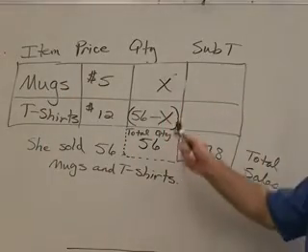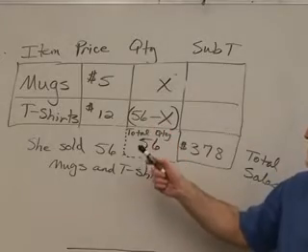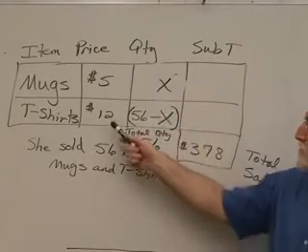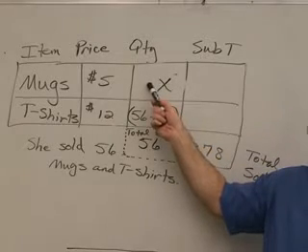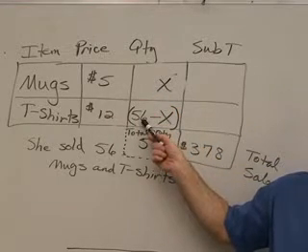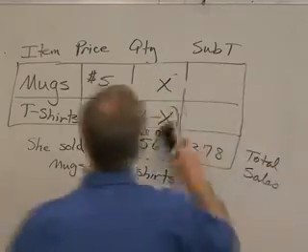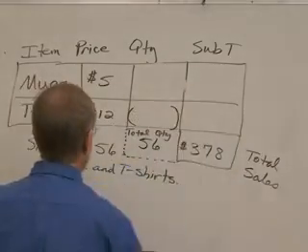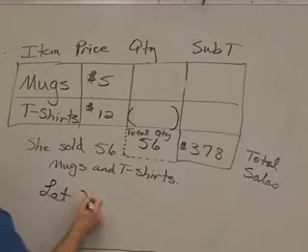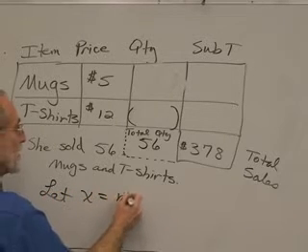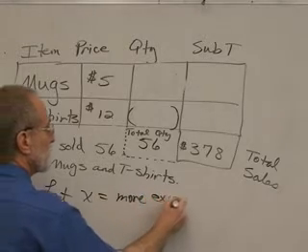Okay, now, let me ask you this. If you had your choice between multiplying 12 times 56 or 5 times 56, wouldn't you rather have a smaller number? Yeah. So, when they tell us the total quantity, we let X be the more expensive item.